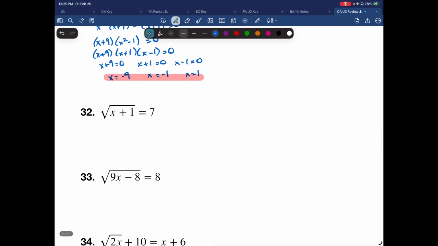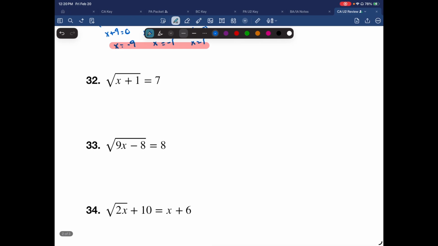All right, now on 32, we start getting into a little more complex problems. To get rid of the square root, we need to square both sides. So I'll square both sides here. And that's going to give me x plus 1 equals 49. I'll subtract, and x is 48. Okay, straight up. On number 33, same thing. I'll square both sides. And that's going to give me 9x minus 8 equals 64. Add the 8. So you get 9x equals 72. x equals 8.